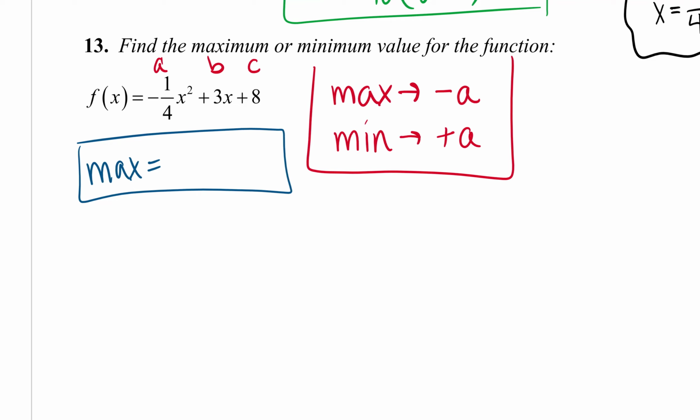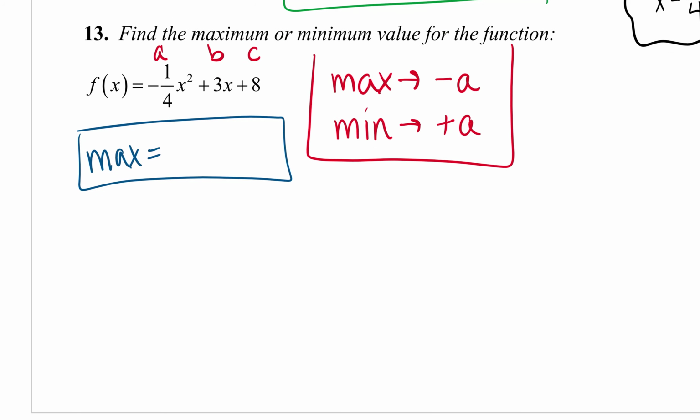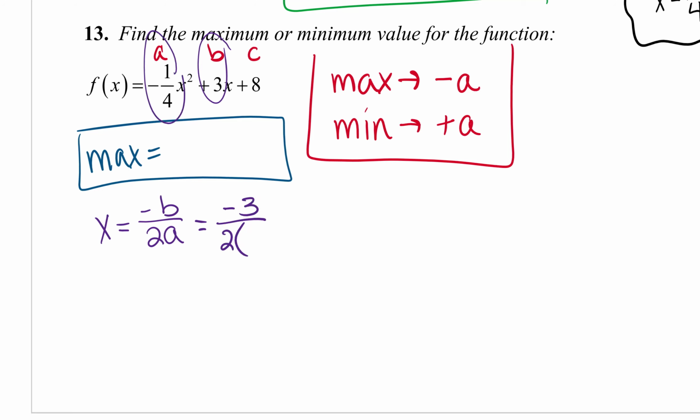Okay? So here's what I have to do though. To find my max or min, no matter what it is, I'm going to do the same thing. I have to use x equals negative b over 2a. I find x, and then I plug it in to find my max or min. That's the y. That's all I do. So find x, plug it in, find y, and I'm done. Alright, so on here I have negative b. Well, b is 3. It'd be negative 3 over 2 times a, which is negative 1/4.